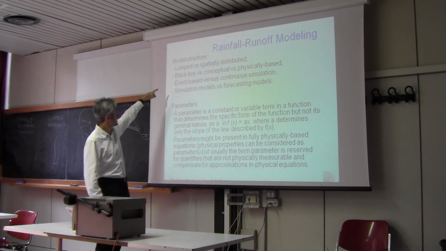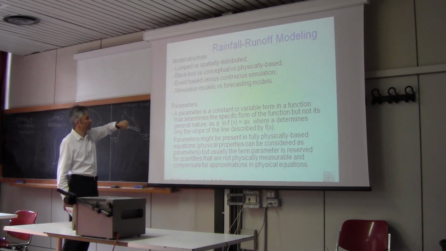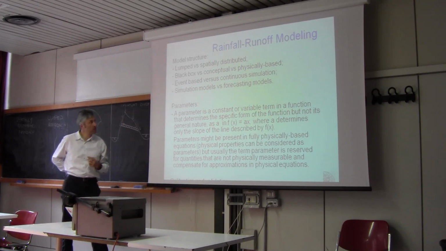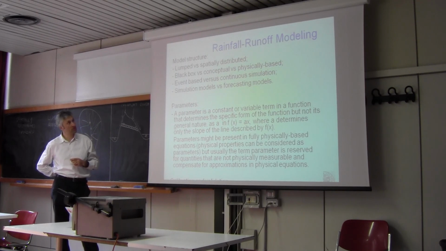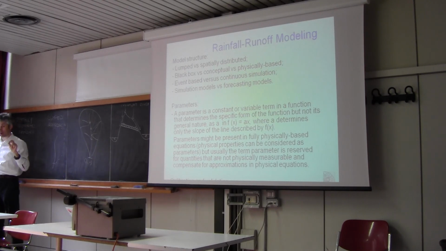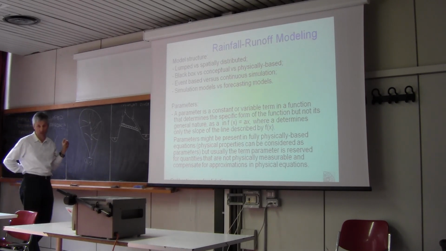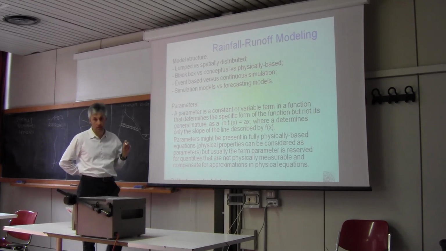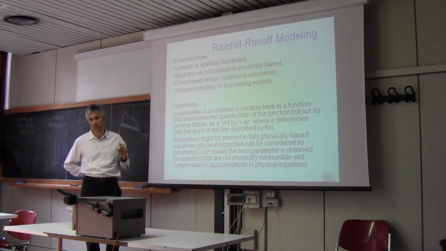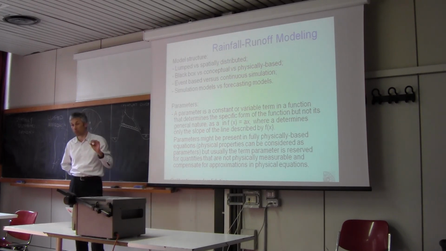So you see the first classification is lumped versus spatially distributed. And then there is a second classification which is very important. The classification is black box versus conceptual versus physically based models. And let me say something more. What is a black box model? A black box model, which is an exact translation in Italian of scatola nera, means that we aim to establish an input-output relationship by completely ignoring the physical mechanisms that underlie this relationship.